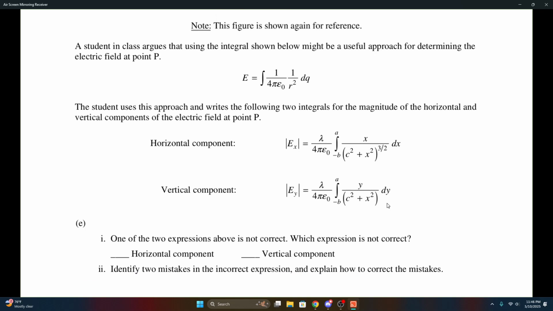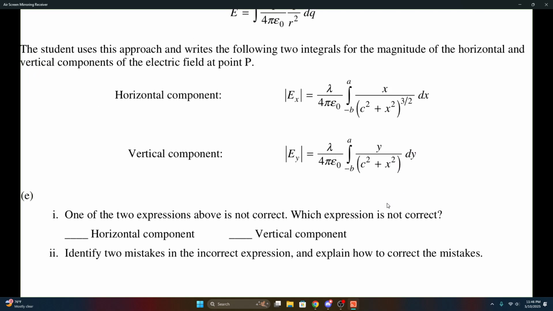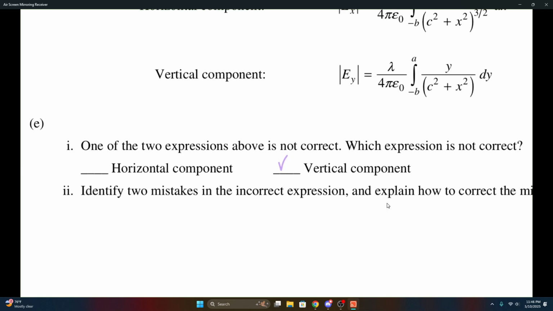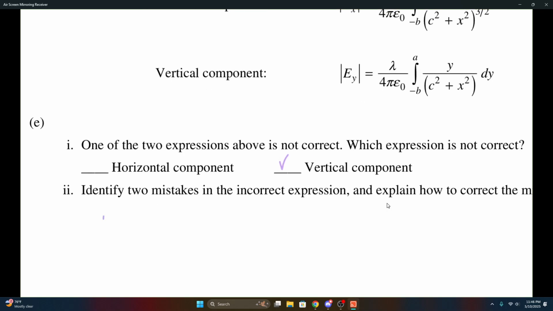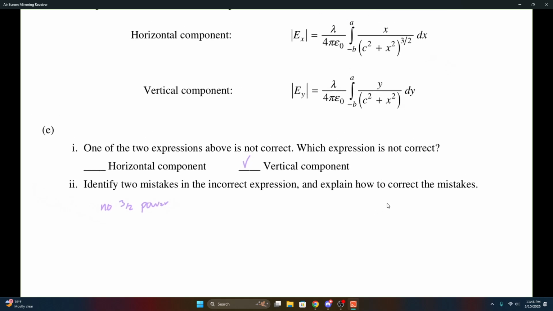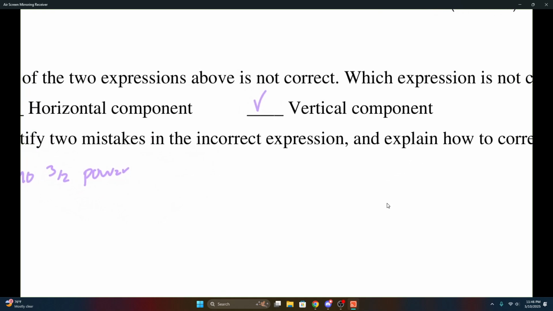Okay, so we know, look at here. The vertical component doesn't have the 3 halves, so that one's wrong. Identify 2 mistakes. So 3 halves power. Gosh, I can't write. Correct the mistakes. And add the 3 halves power.